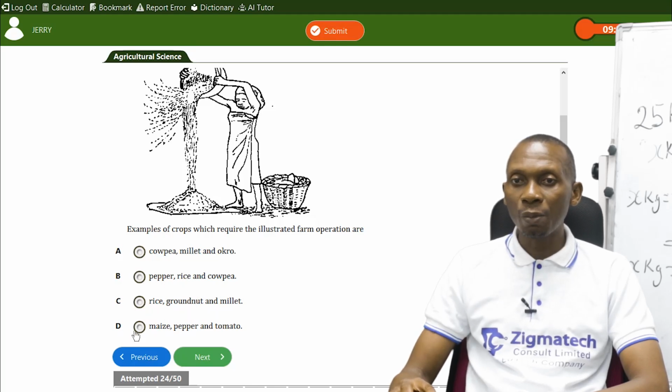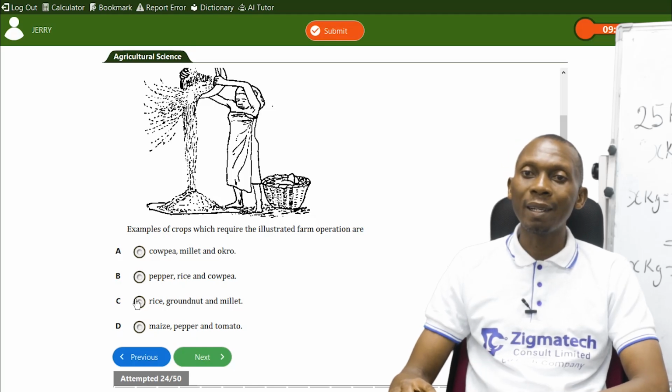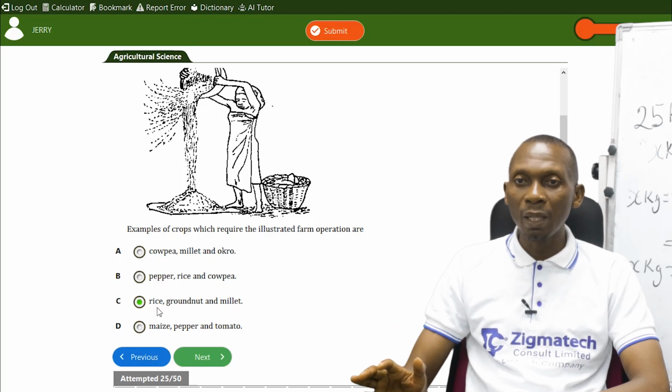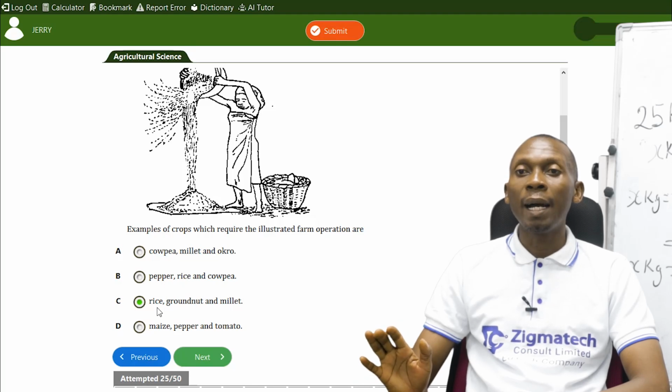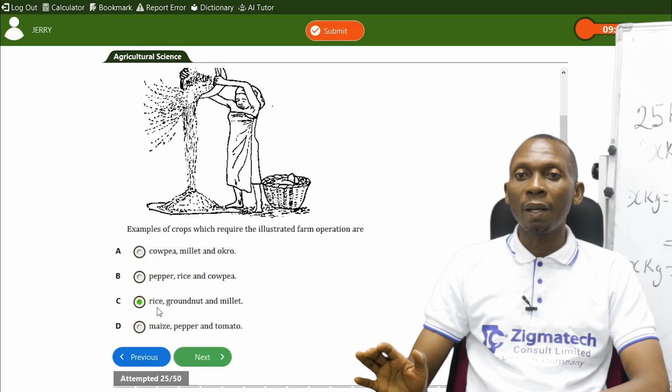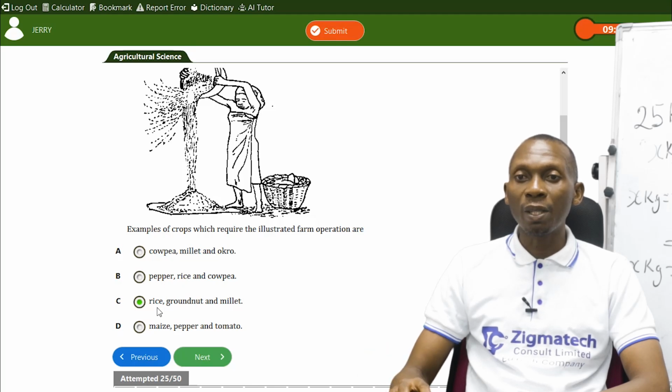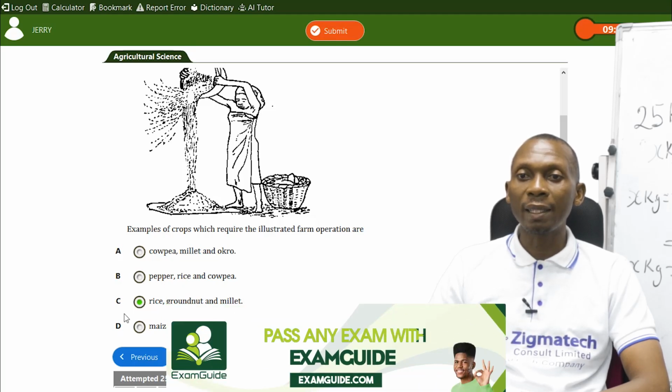But let's still look at option D. It says maize, pepper, tomato, which are fruits, so this rules the option out. So the answer here is C, because rice, a cereal, millet, a cereal, and groundnut, a legume, can be threshed and winnowed, because the chaff needs to be gotten rid of after threshing. So the answer is C.